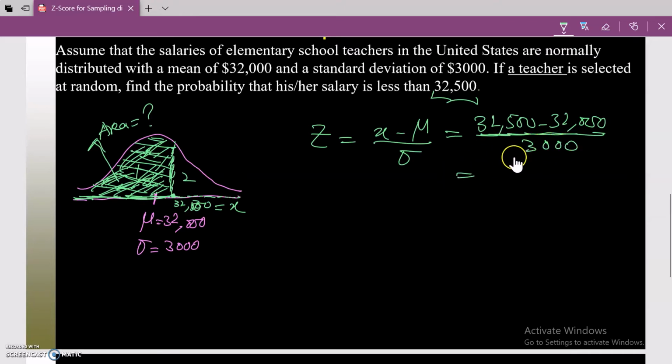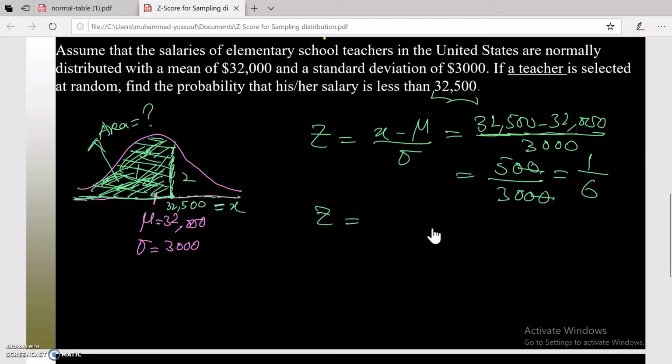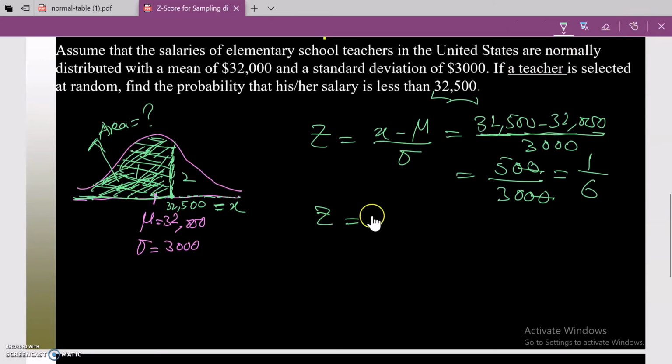So we have 32,500 minus 32,000. It's 500 divided by 3,000. So these two zeros cancel out. 5 ones are 5, 5 sixes are 30. It's 1 divided by 6. So the z value comes out to be 0.17. This is the z value we get.